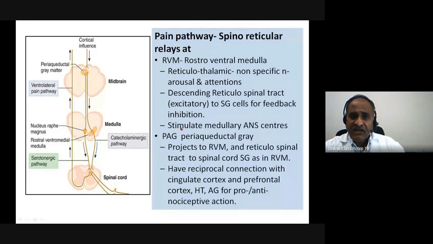In addition, this reticular network will stimulate the medullary autonomic centers, the respiratory centers, and the cardiovascular centers. That is about the RVM relay. Then there is the relay in the midbrain, in the periaqueductal area, and these relays in turn project to the rostroventral medulla via a dual pathway.